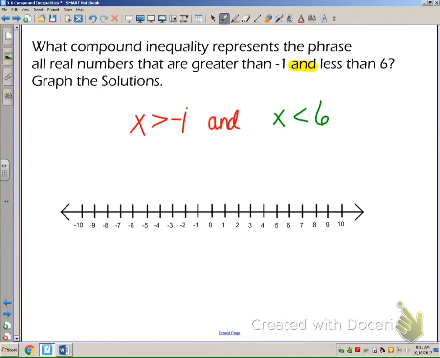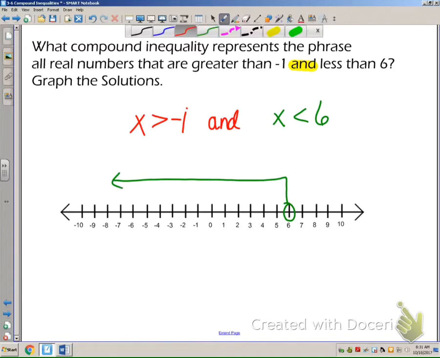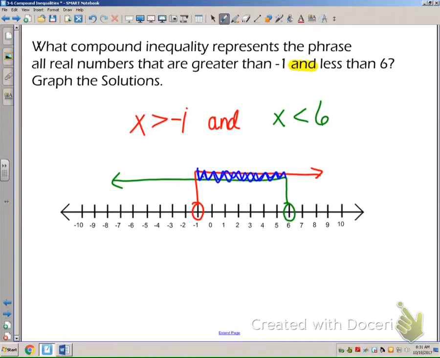So once again, I'm going to go ahead and graph this: x is less than 6, all the values of x that are smaller than 6. Let's go ahead and graph all of my values of x that are greater than negative 1. And what is the solution of both? Everything in between here. So if I want to write that solution of everything in between, we know that we're going to start at negative 1, not including, we go up to 6, not including 6. So we should have a parenthesis.